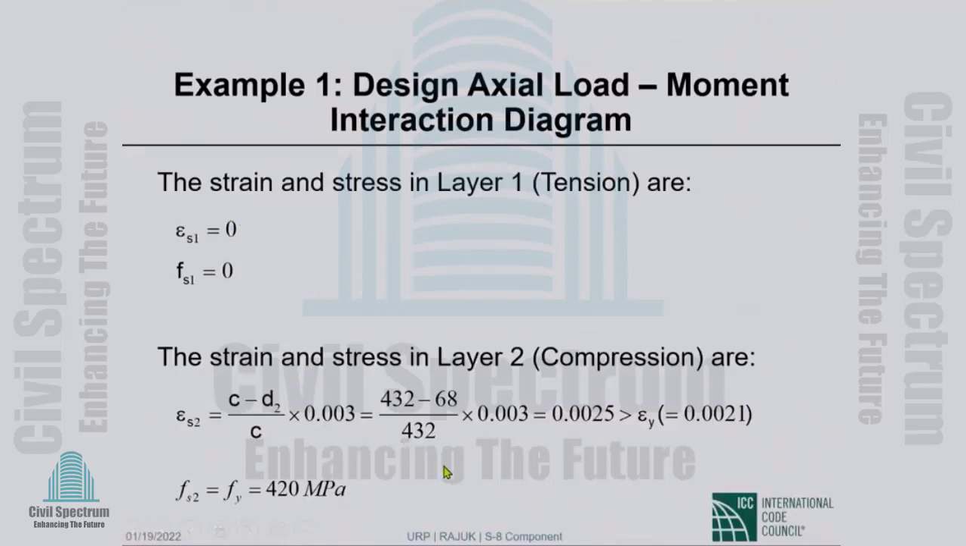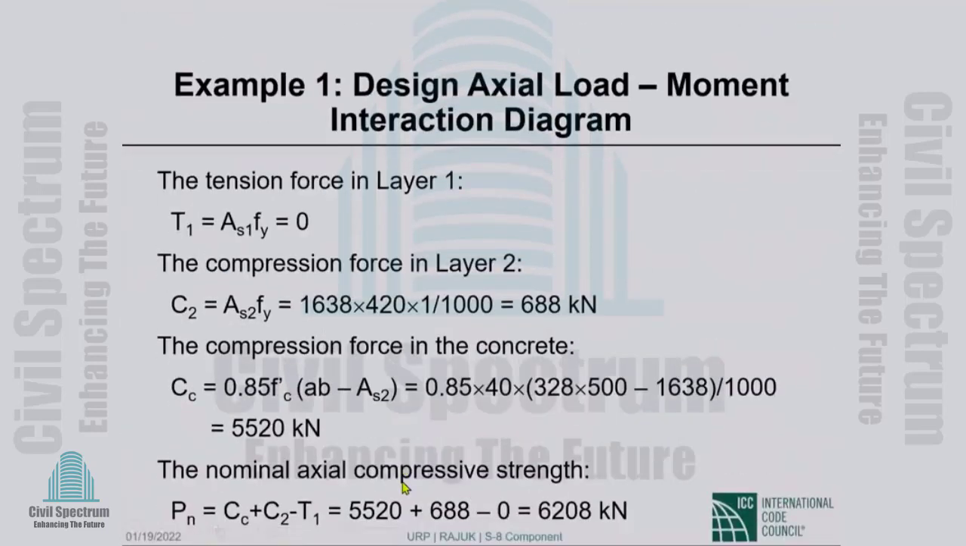So layer 1, the bottom layer, no strain. The upper layer, which is in compression, the strain is in excess of the yield strain. So the upper layer definitely yields. 420 MPa is the strength. There is no tension force. The compression force in the upper two bars, 688, because they're yielding.